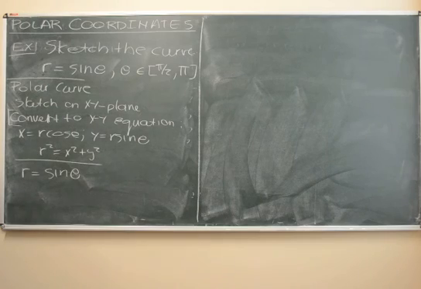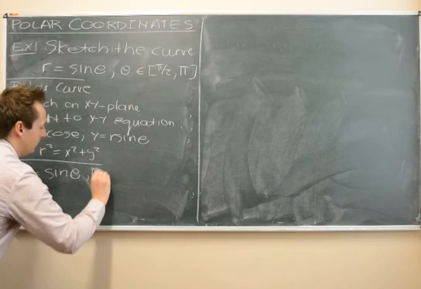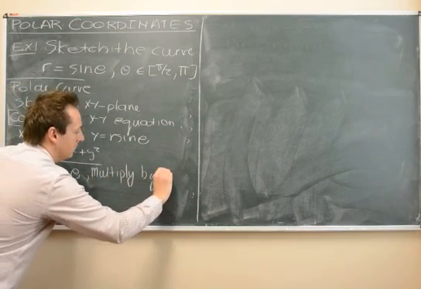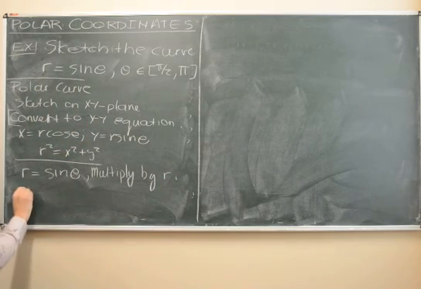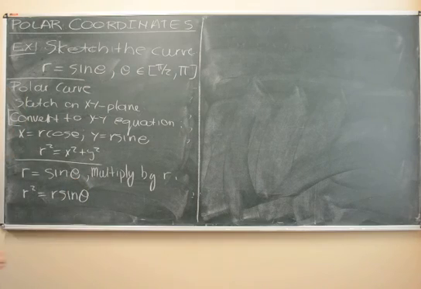Which just means we have to manipulate our equation a little so that we can get it into the right form. So how are we going to do that? Well, how about we multiply the whole equation throughout by r? So multiply by r, and then we'll get r squared is r sine theta. And now we're in business.